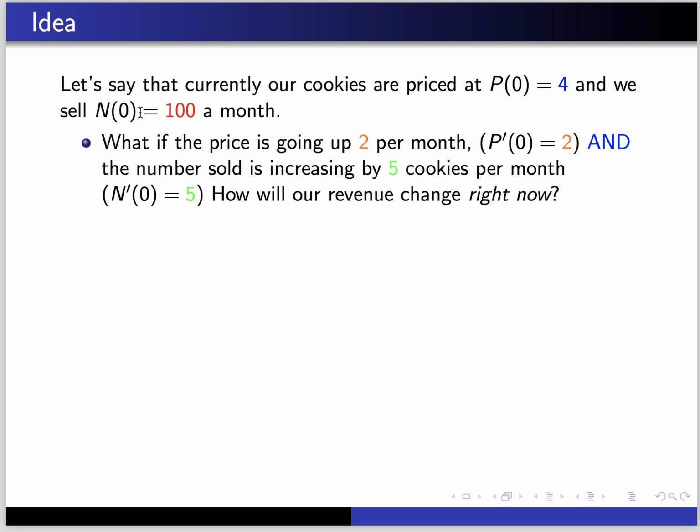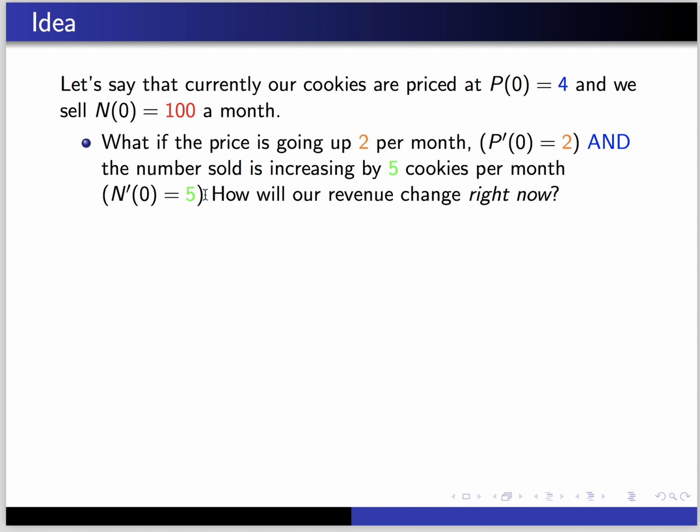So that's super reasonable. And we can imagine that might change, right? Maybe in 2 months or in 3 months, these numbers could be wildly different. So all I know is that information now. And I also know I've been measuring, and I know that the price is going up $2 per month. That's why we've got P prime of 0 is 2. So the derivative of our price function is 2. That slope is 2. The number sold is increasing by 5 cookies per month. That's why I'm saying that right now, the way that my number sold is changing is 5.